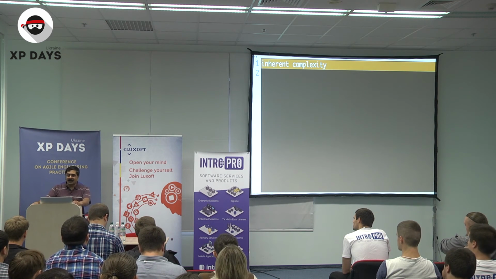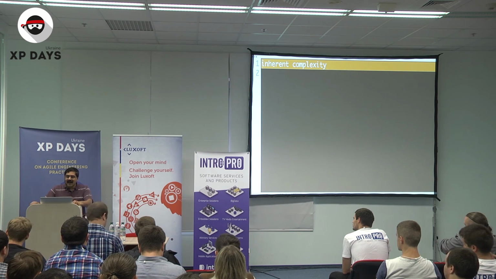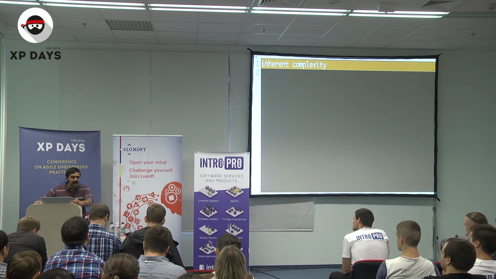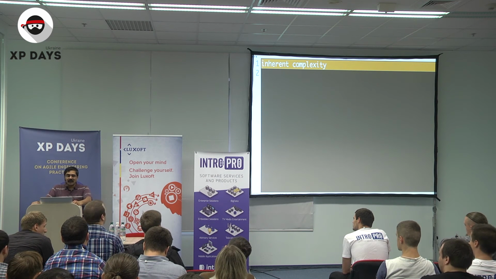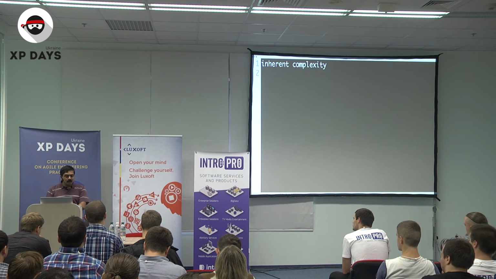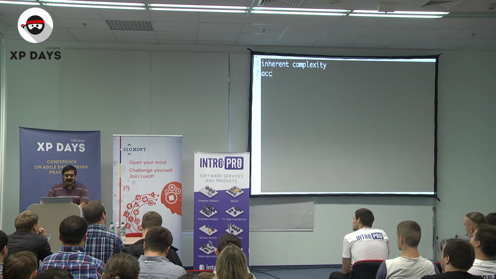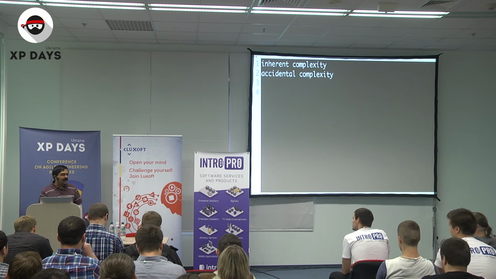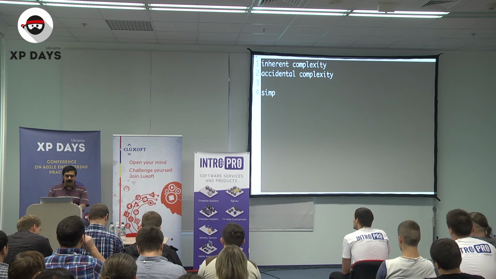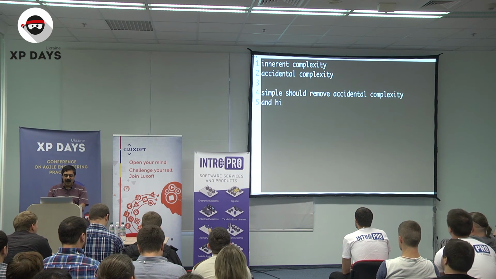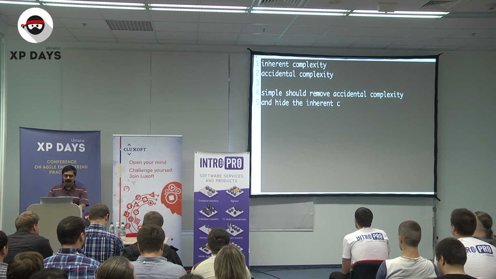Imagine you are dealing with taxation. I can talk certainly about US taxation. It's a total mess. And the amount of complexity involved in it, nobody can understand and deal with it. And imagine you are developing software to deal with taxation. That is your inherent complexity that you have to deal with. But then most of what we deal with is accidental complexity. Now, a good simple architecture should remove accidental complexity and hide the inherent complexity.